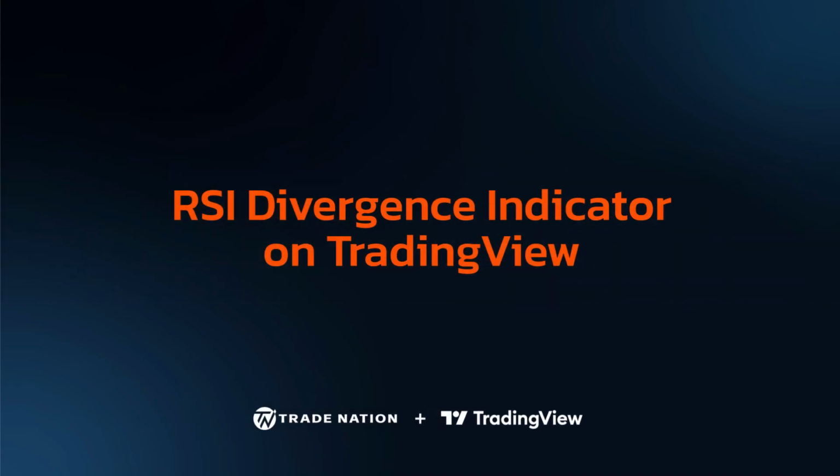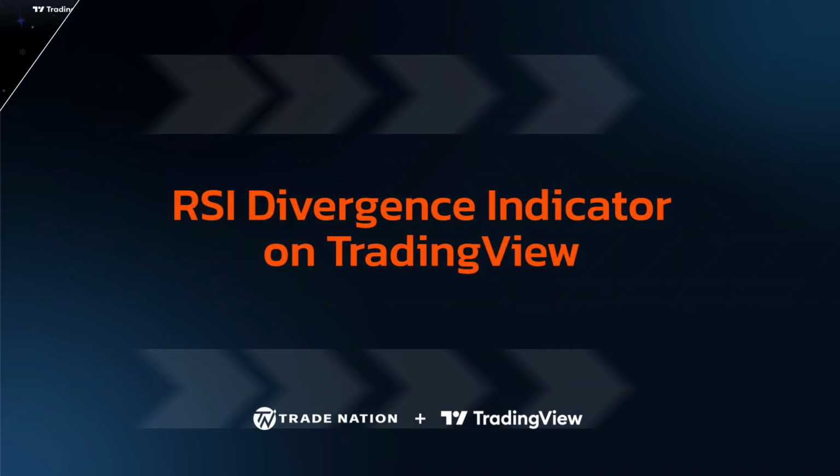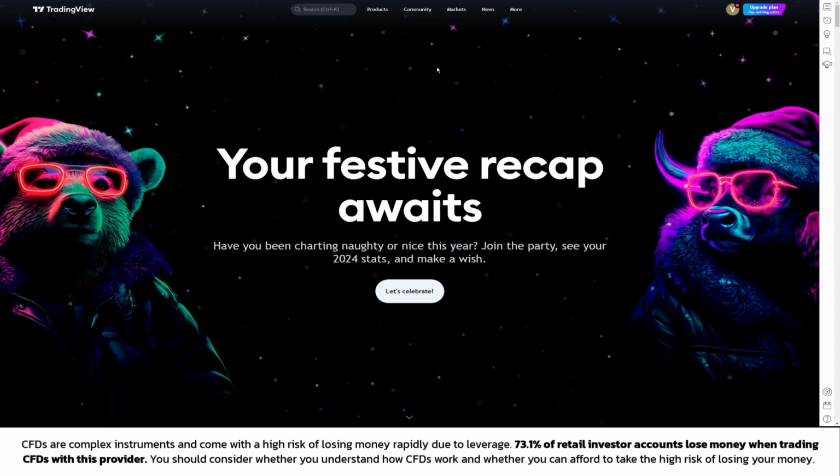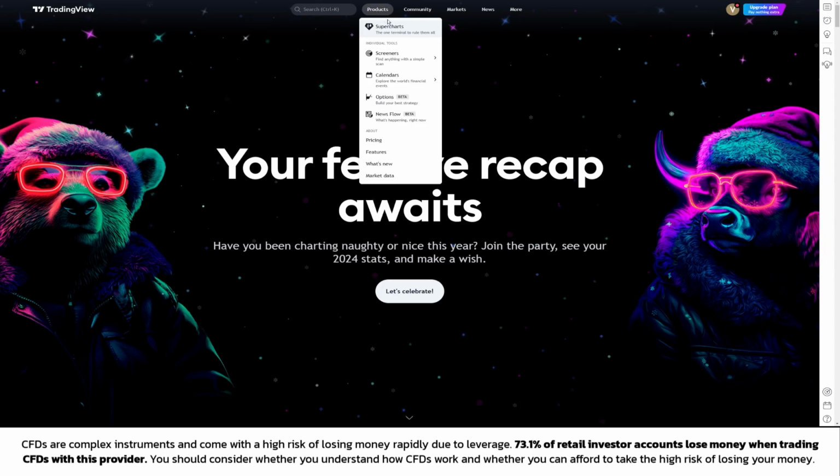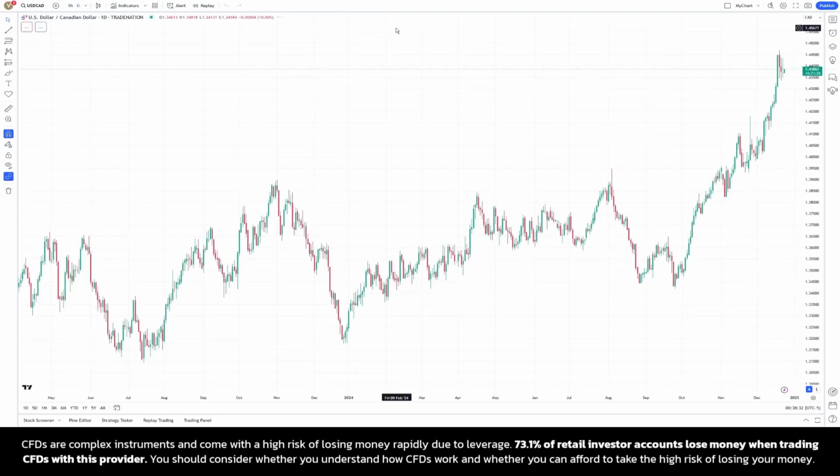The RSI Divergence Indicator is a powerful tool that helps traders spot potential reversals by analyzing divergences between price action and the Relative Strength Index, or RSI. Divergence occurs when the price moves in one direction, but the RSI moves in the opposite direction, suggesting that the current trend may be losing momentum and a reversal could be imminent. This indicator helps to highlight those discrepancies, making it easier for traders to anticipate changes in the market's direction.